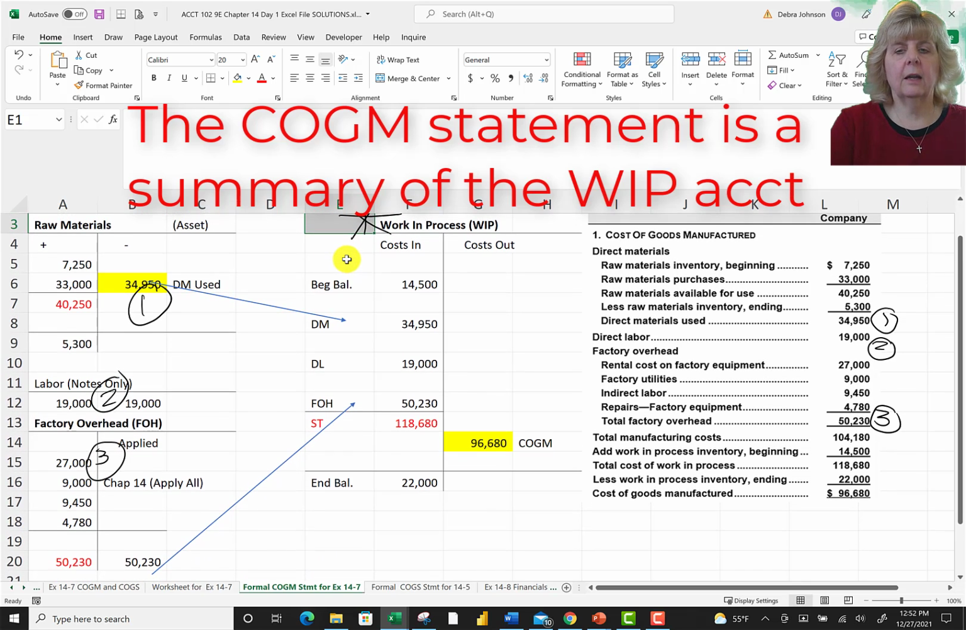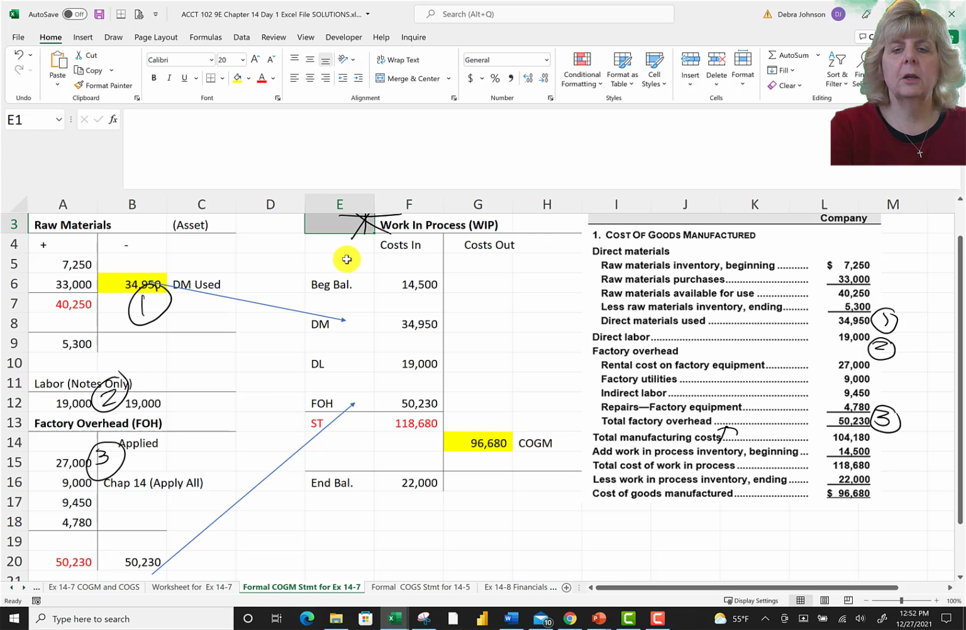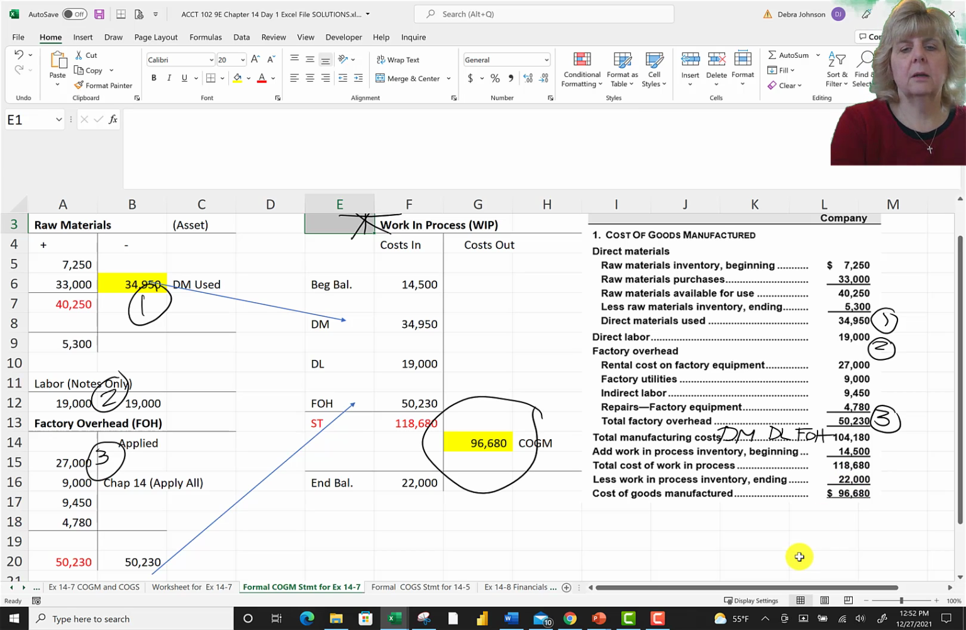Once we had those 3 components in, all we did is total up the manufacturing costs. This line item here is direct materials, direct labor, and factory overhead added together. And then a simple, what I call tweak of inventory balances to get us to our final number. We added in the beginning WIP, and we took out the ending WIP, and just as we expected, our formal statement shows the exact same result that we came up with in the lecture part of the class.